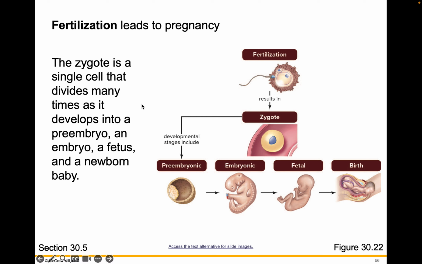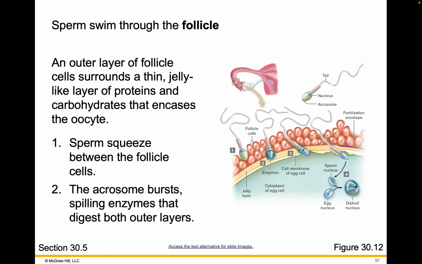So fertilization leads to pregnancy. The zygote is a single cell that divides many times as it develops into a pre-embryo, an embryo, a fetus, and eventually a newborn baby. Sperm swim through the follicle, an outer layer that surrounds the egg cell. It's thin and jelly-like, made up of proteins and carbohydrates that encase the oocyte, or the egg. Sperm squeeze between the follicle cells, and the acrosome, that outer covering of the sperm cell, bursts, spilling enzymes that digest both outer layers. And it happens quickly.